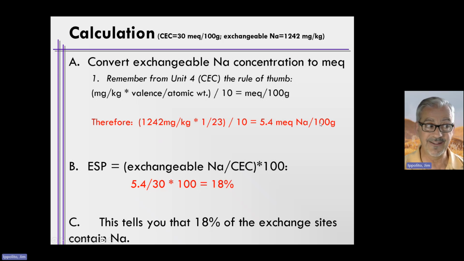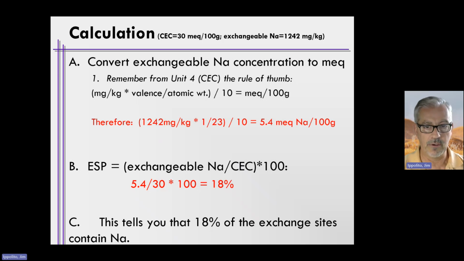And then you plug this into the equation that you saw in the previous video. The exchangeable sodium percentage equals the exchangeable sodium in milliequivalents per 100 grams, divided by the CEC in milliequivalents per 100 grams, and then to convert it to a percentage basis, you multiply by 100. So it's simply 5.4 divided by 30 times 100, or 18. And this tells you that 18% of the exchange sites in this particular soil is occupied by sodium.